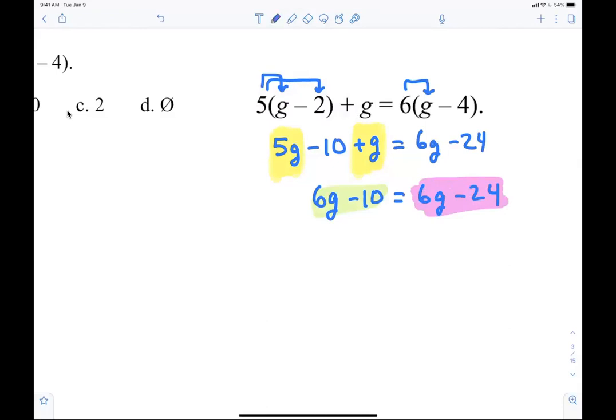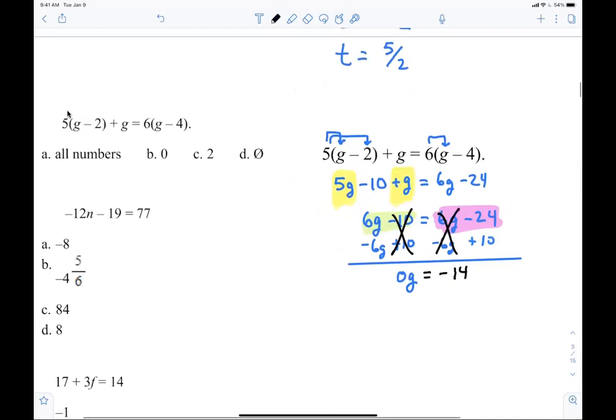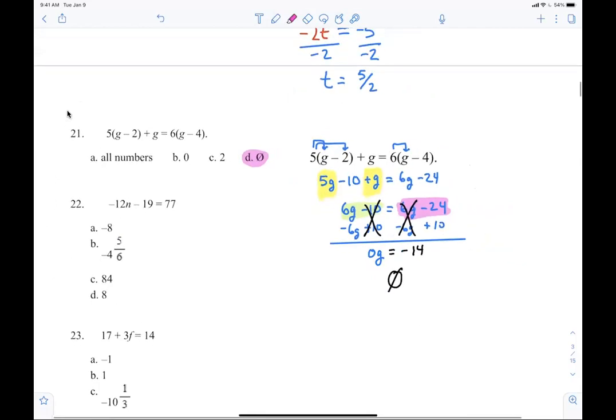Now, if you want, what we can do is subtract 6G and add 10, just to show you if you don't see that. So what happens to 6G minus 6G? That's what? 0G. It cancels out. Then you can say the minus 10 and the plus 10. So you're telling me that 0G is equal to negative 14. Is that possible? No. So we say that's what? No solution. So the correct answer here is D. Everybody okay with that? Okay. Anybody?